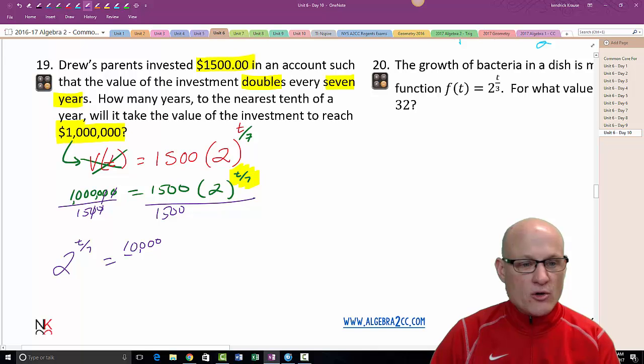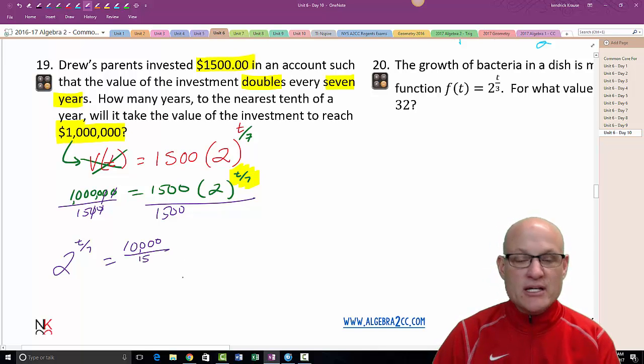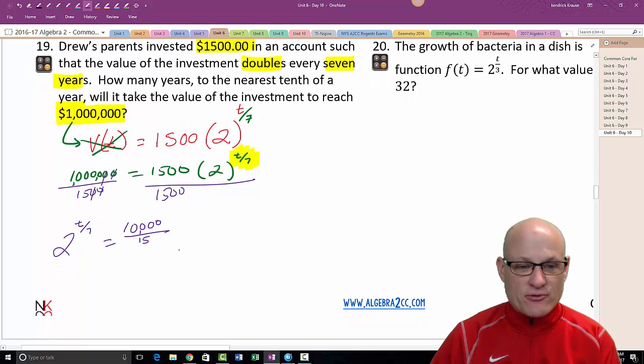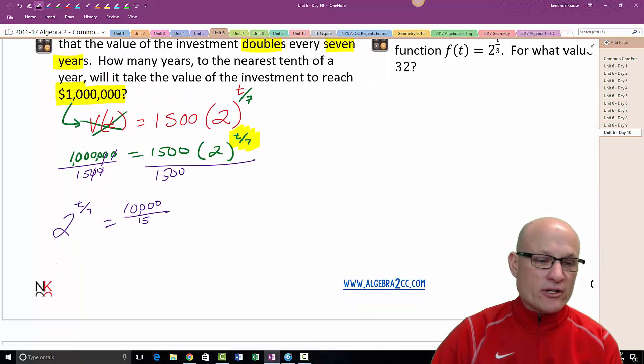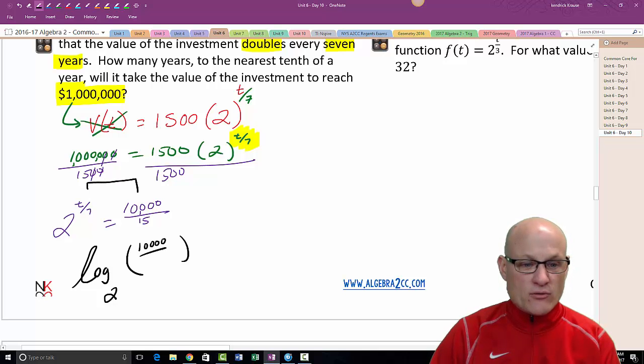1, 2, 3, yeah, over 15. I can leave it as a million over 1,500 if I wanted to. Now, this is an exponential function. I am going to now turn it into a log function. So log base 2, these two things switch sides, of 10,000 over 15 equals t over 7.